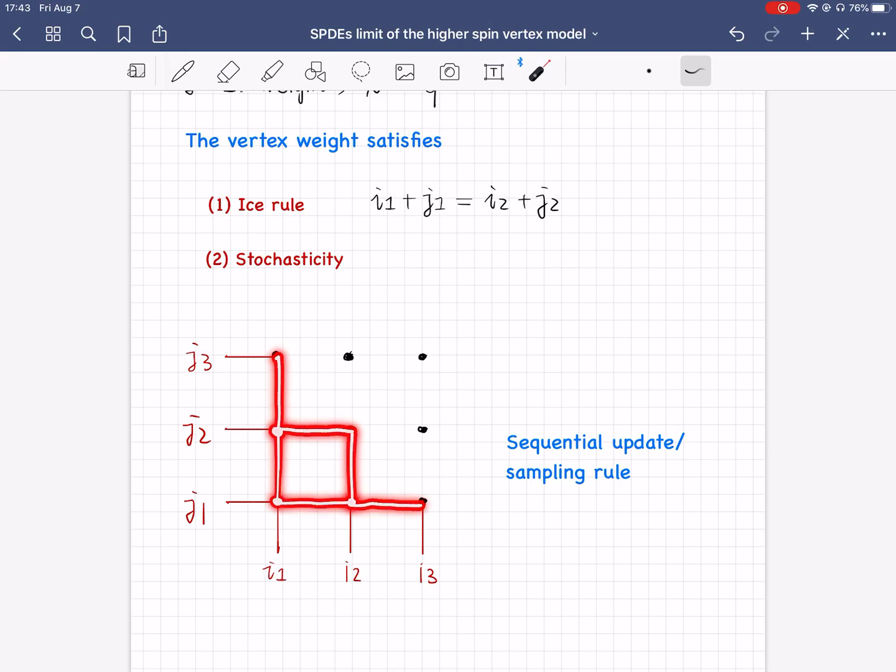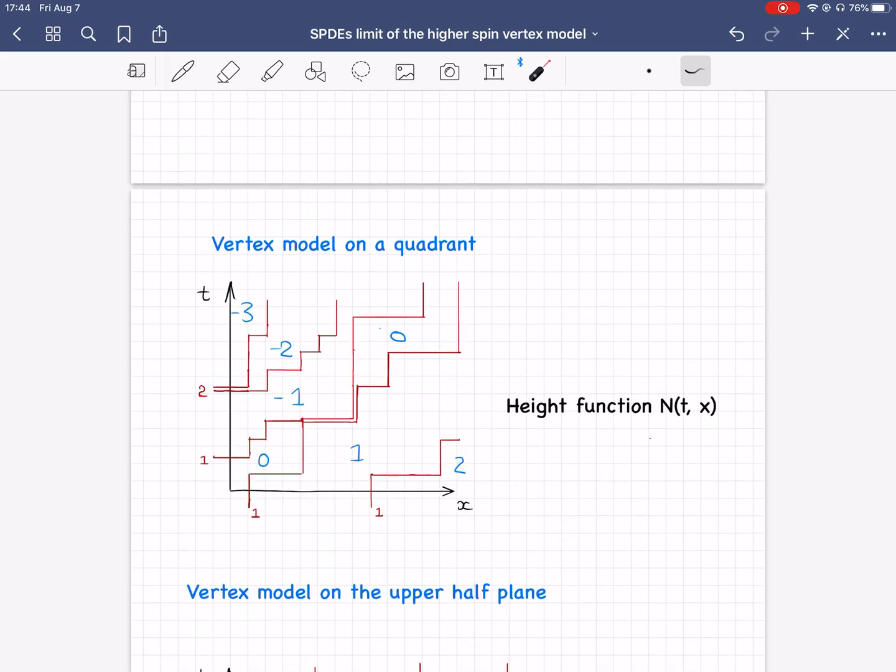Then again, for the three vertices here, we can do the same thing, and so on. So we can do the update according to this direction. In particular, we can sample the vertex configuration on a quadrant, as long as the boundary input is specified. After such sampling, what we finally get is a stochastic path ensemble, formed by these different vertex configurations, and we can associate it with a height function defined as h(n,x).